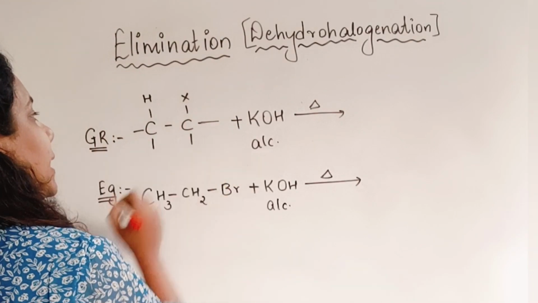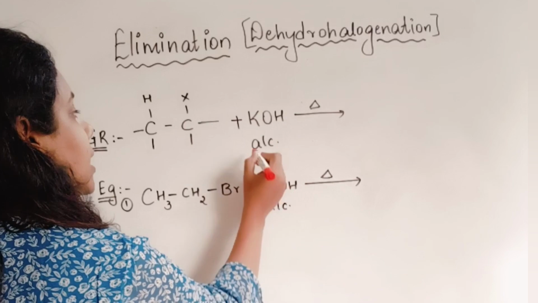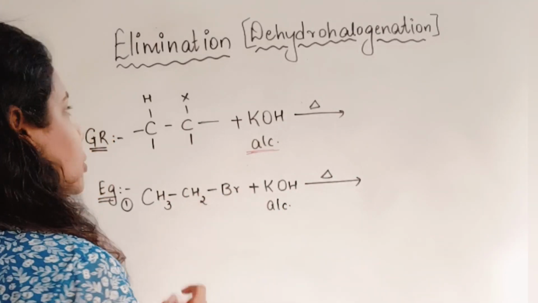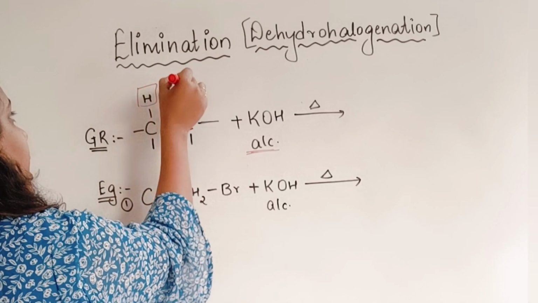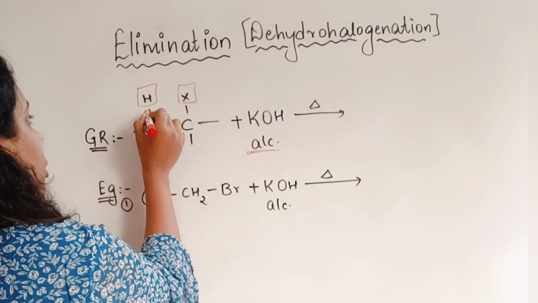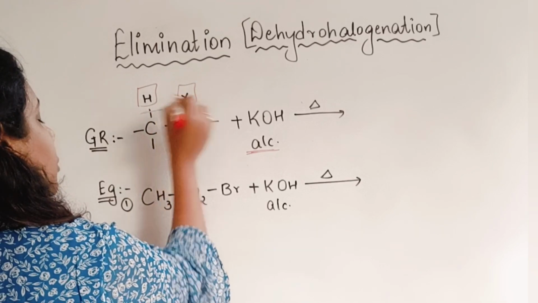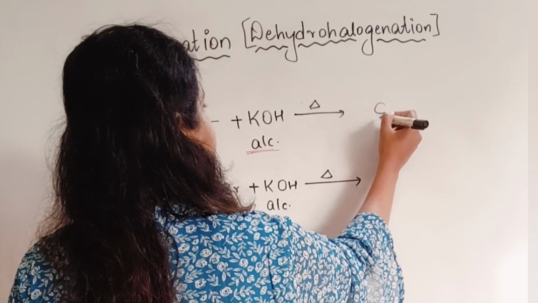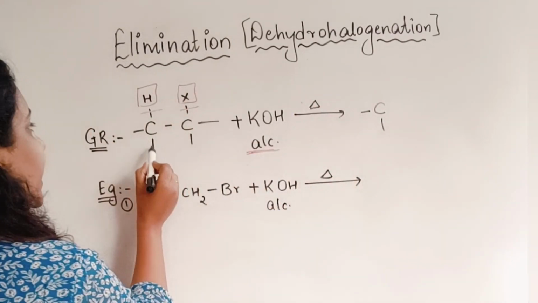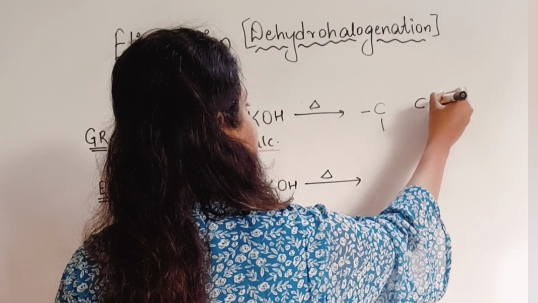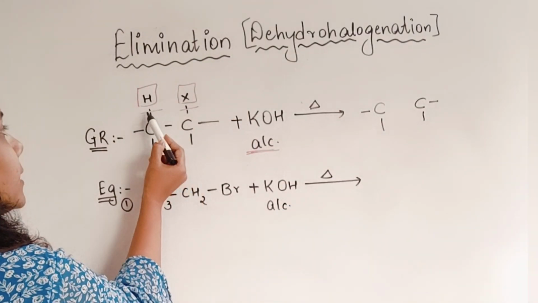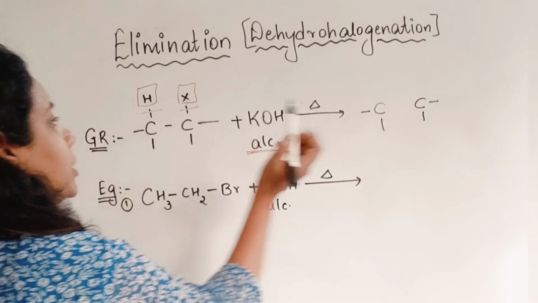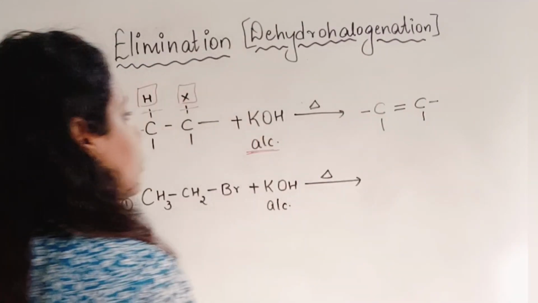If we take alkyl halide and it is heated with alcoholic KOH, there will be loss of smaller molecules like H and X. So this bond and this bond are breaking. So in the product we will be getting carbon. These two bonds will remain as they are, carbon bonds will remain as they are, and then the bond which is breaking, there will be a double bond between these two carbons. So we will put a double bond.